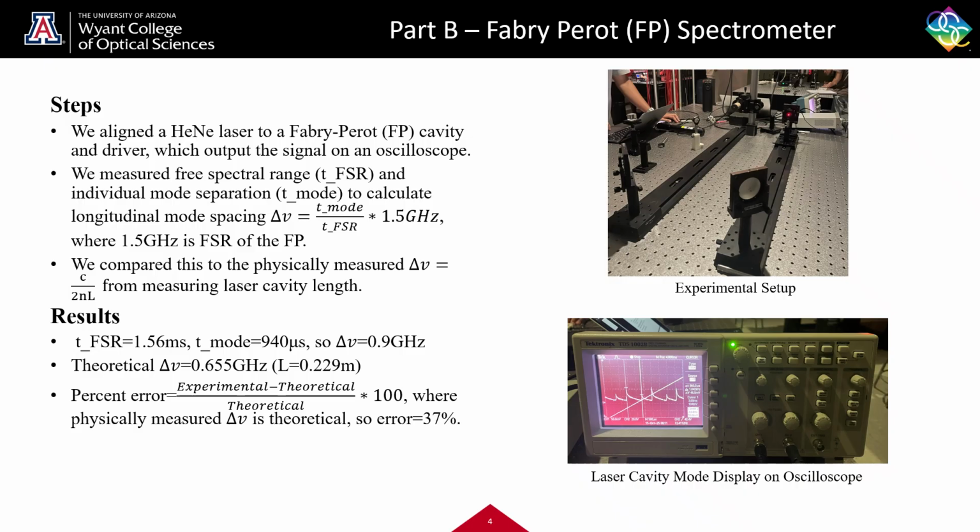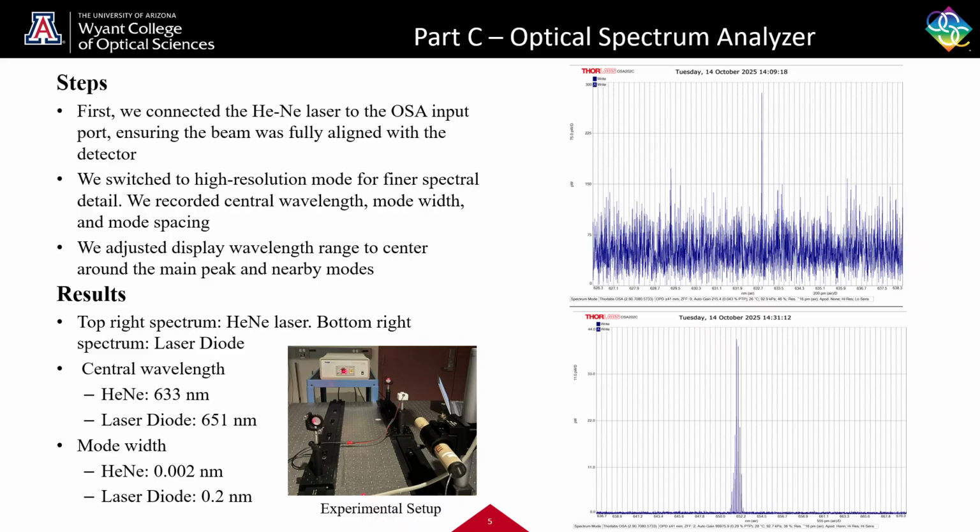And so going on to part C, which is the optical spectrum analyzer, where we aligned a laser or laser diode into the OSA input, switching the output onto high resolution mode using the Thorlabs program on the laptop. We found the central wavelength, the mode width, and the mode spacing. The results turned out to be the wavelength of the helium neon laser was 633 nanometers, the laser diode was 651, and then the mode spacing of the helium neon laser was 0.002 nanometers, with the laser diode being 0.2 nanometers.